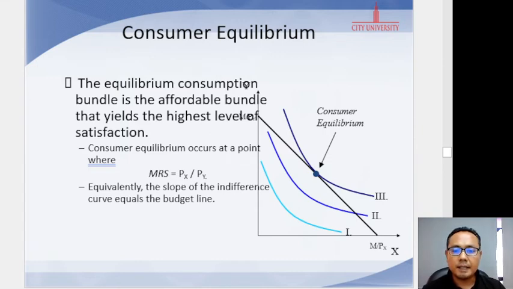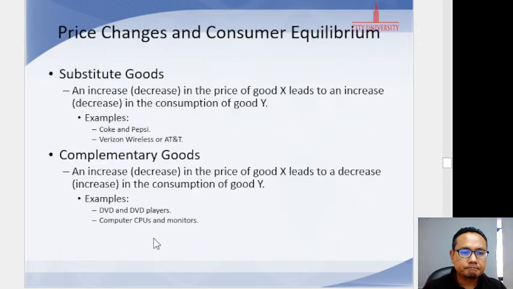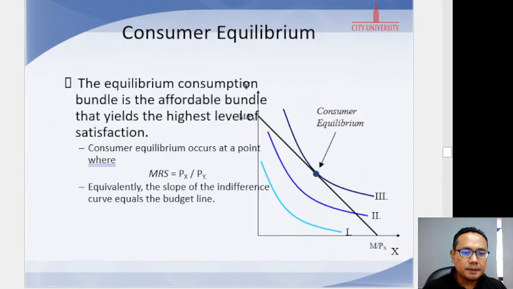So let us combine our theory of consumer preference with our analysis of the constraint to see how the consumer goes about selecting the best affordable bundle. So let's just consider a bundle such as A in this figure. So this combination. This graph is not really complete.